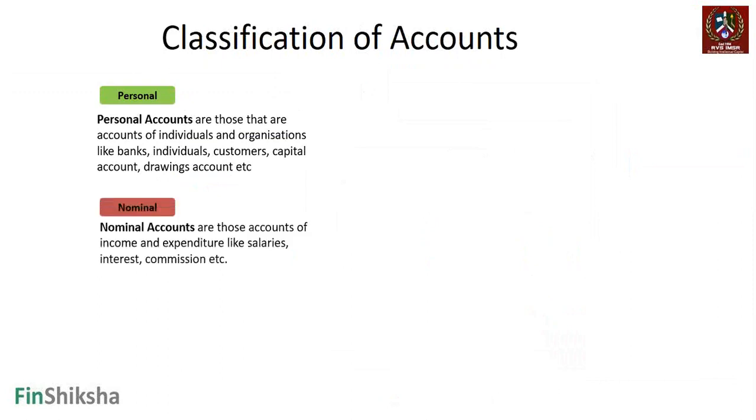Then there are nominal accounts. These are accounts of incomes and expenditures, so salaries, interest, commissions, etc. All these become nominal accounts. Finally, we have real accounts. Real accounts are those for real assets like land, building, goodwill, furniture. Any assets that you have are called real accounts. So personal accounts for individuals and organizations, nominal accounts for incomes and expenditures, and real accounts for real assets. Basically, every account will get classified as one of these three.